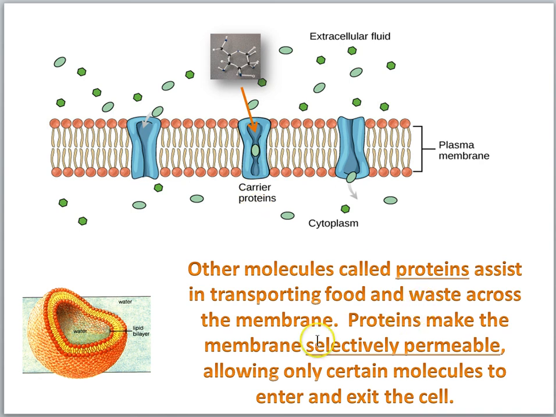Now, proteins then make the membrane selectively permeable, allowing only certain molecules to enter and exit the cell. So large molecules cannot cross the membrane by themselves. They need help from proteins. Very small molecules, oxygen and carbon dioxide molecules, can go through the membrane directly. But large molecules, which are often important kinds of molecules, have to be shuttled into the cell with the aid of proteins.